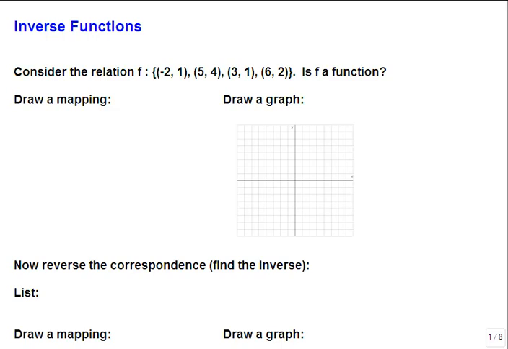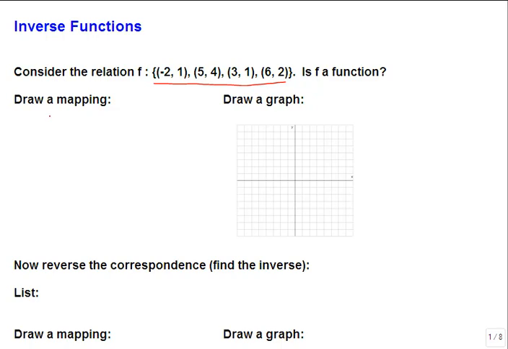A relation is just a general correspondence between any x's and any y's. And you can represent a relation in many different formats. So this first problem gives us a list of ordered pairs as our relation. And let's talk about how you can write that same relation using a mapping and using a graph.